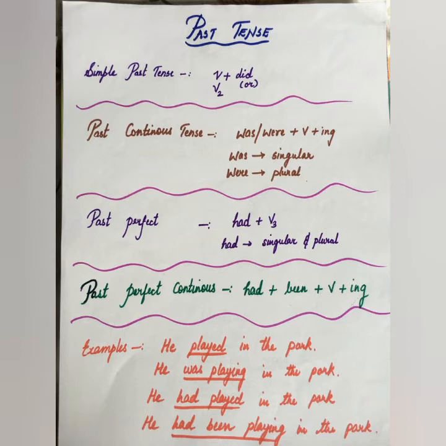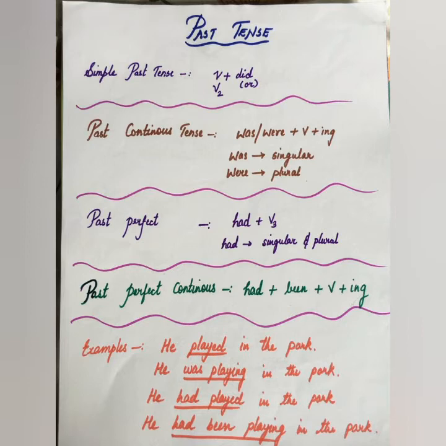Next you have past continuous tense. In the past continuous tense, you have was or were plus verb plus ing. Was is used for singular and were is used for plural.